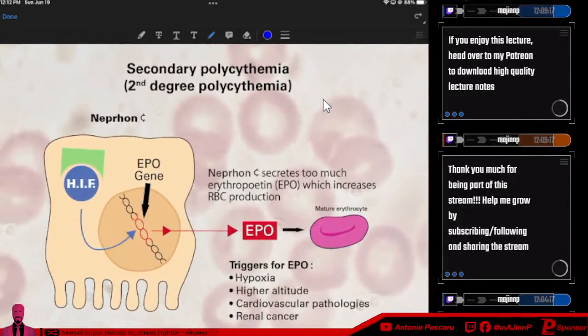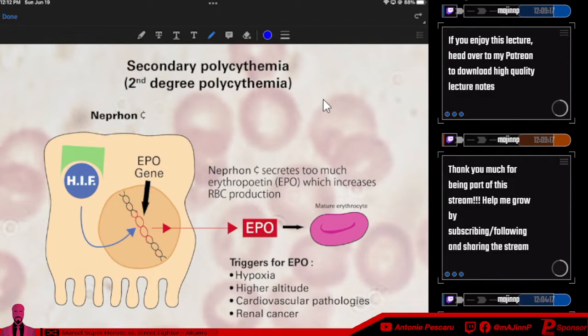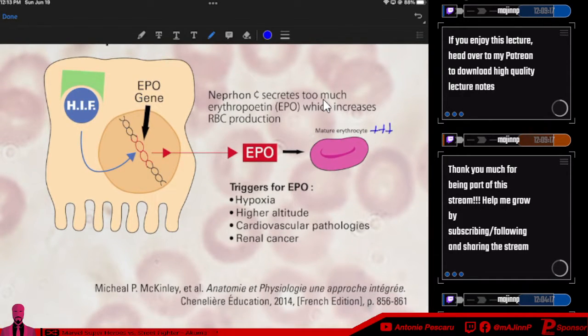Finally, you've got secondary polycythemia inside of the nephron cell. This one is a greatly increased amount of EPO. Basically, your hypoxia-inducing factor stimulates itself and produces too much EPO, which leads to too many mature erythrocytes. The trigger for EPO is basically hypoxia.